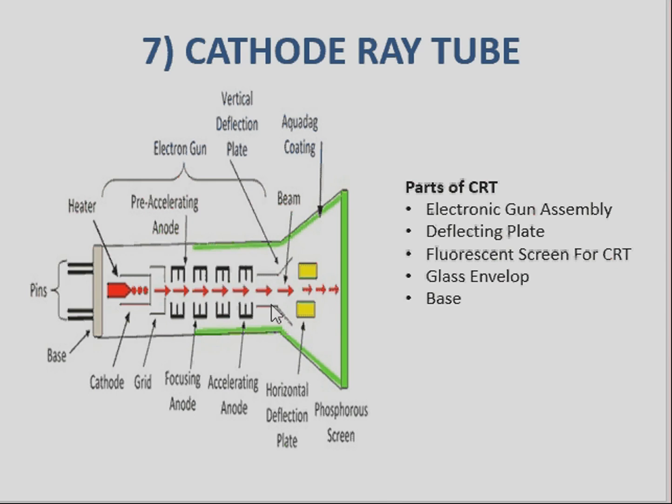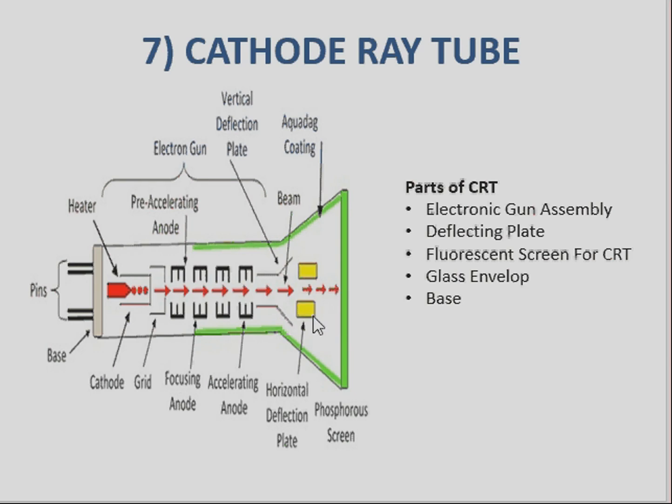Now this beam of electrons enters the horizontal as well as the vertical deflection plates, which are nothing but the x-axis plates and the y-axis plates. The pair of plates producing the vertical deflection is called the vertical deflection plates, or otherwise the y-axis plates. Similarly, the pair of plates used for the horizontal deflection is called the horizontal deflection plates, or otherwise the x-axis plates.